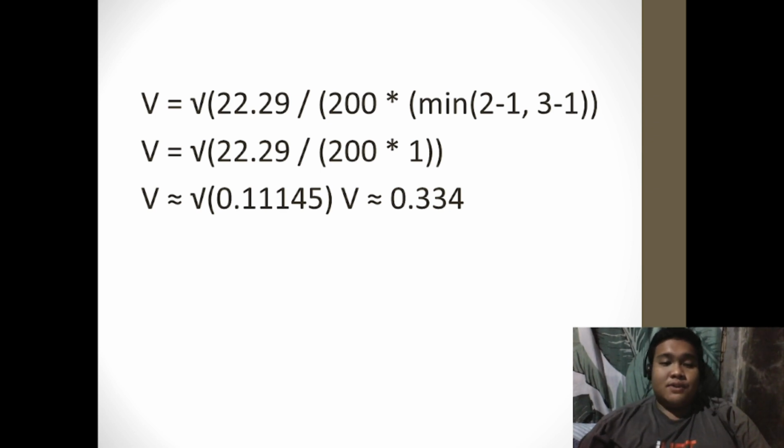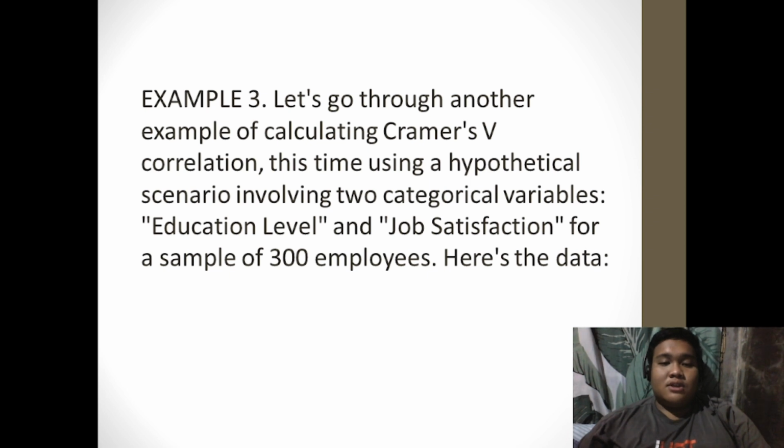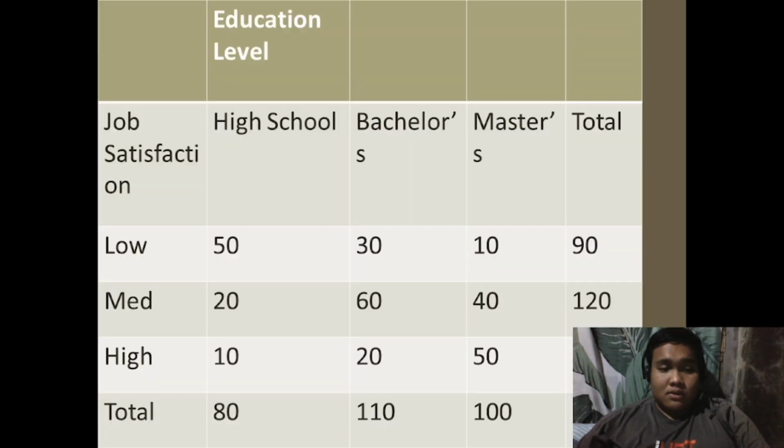So let's proceed to the third example. The third example is calculating Cramér's V correlation, this time using a hypothetical scenario involving two categorical variables: education level and job satisfaction for a sample of 300 employees. Here's the data, the first table. We rate job satisfaction as low, mid, and high, and education level as high school, bachelor's, and master's. The totals are 90, 120, and 80.